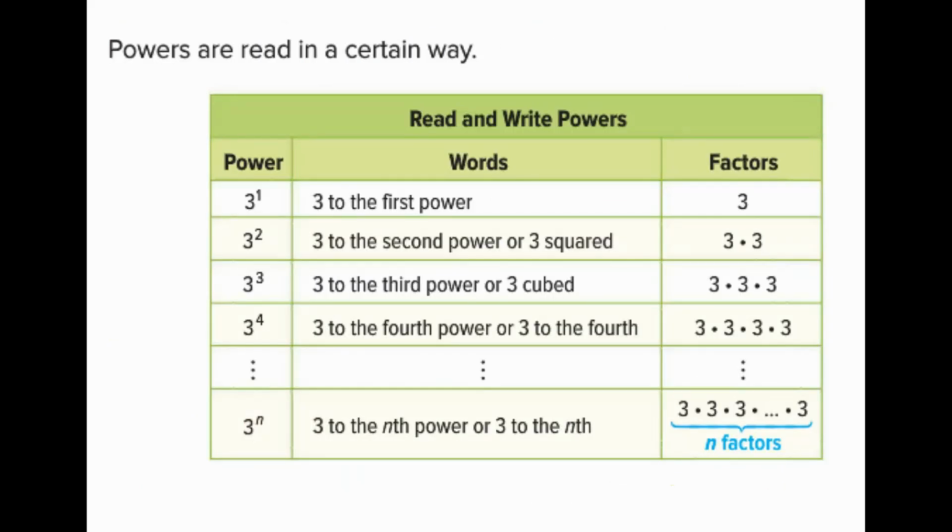Here's a table of how you say or write certain expressions. When you have 3 with 1 on top, this is called 3 to the first power, where it's saying that you're multiplying 3 one time. So that's how I know the factor is going to be just 3. When you have 3 with the 2, this is called 3 to the second power, or you probably have heard it called 3 squared. This means you are multiplying 3 two times.